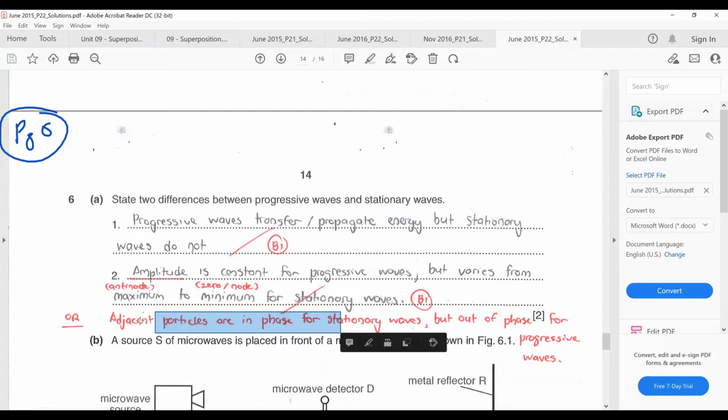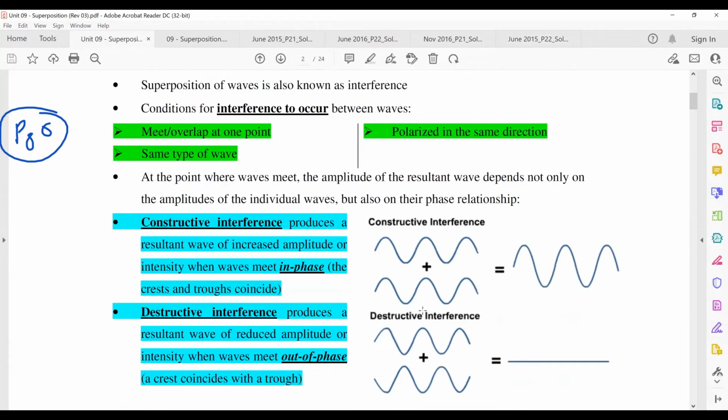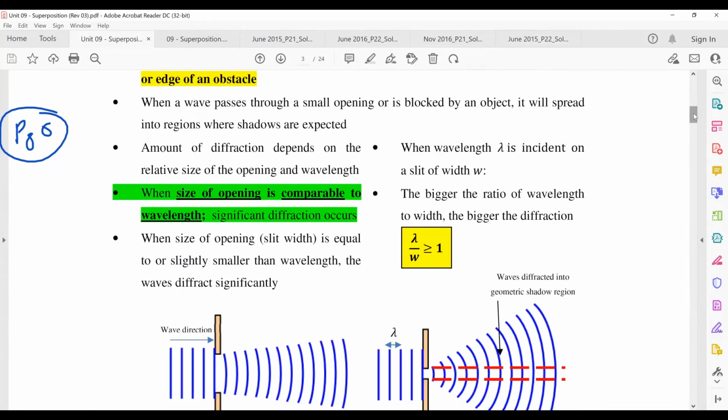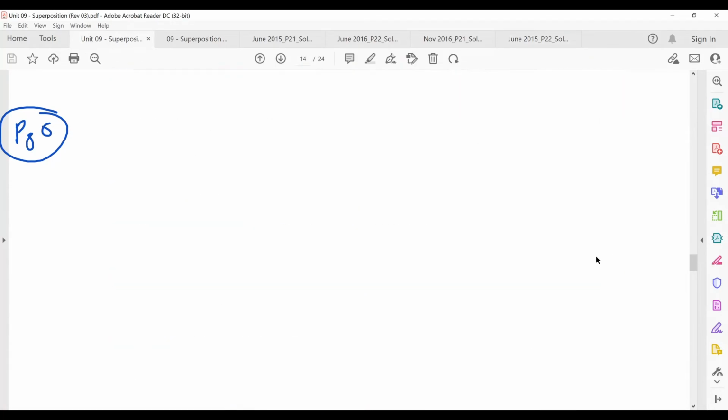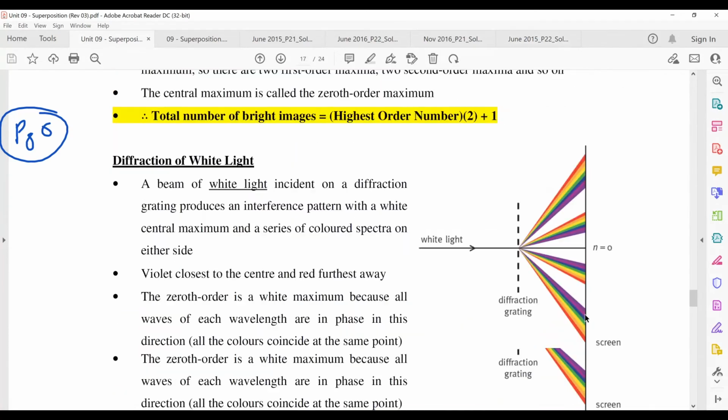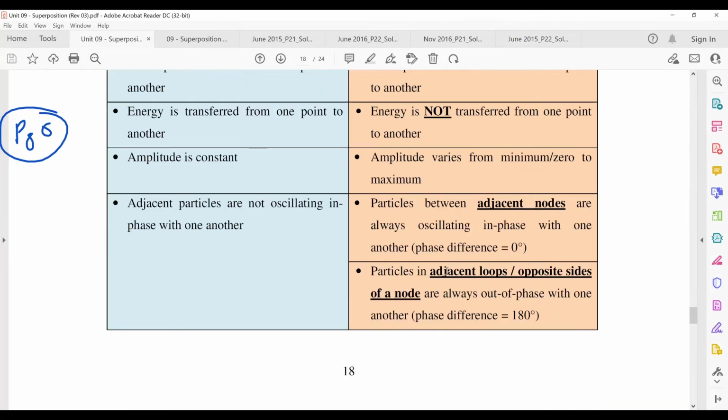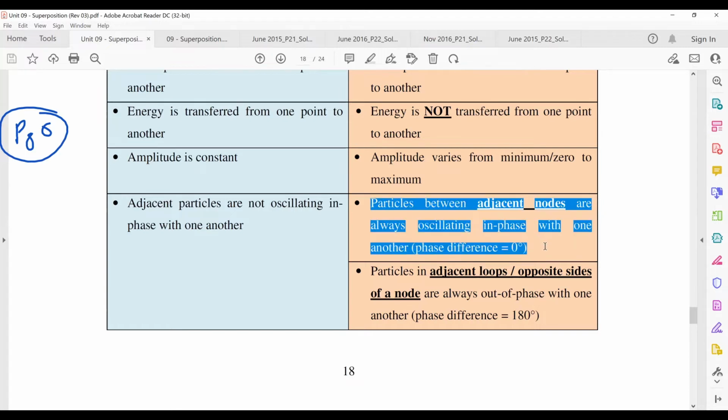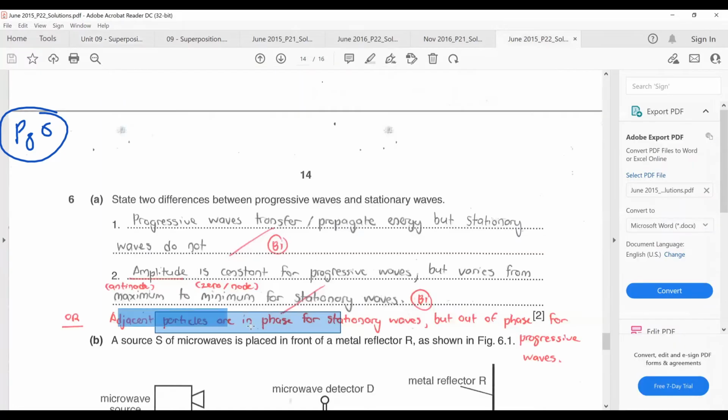This is actually the same as saying particles between adjacent nodes are in phase, right? The notes mention particles between adjacent nodes are in phase. That one is actually a better term to use. The marking scheme puts it as adjacent particles are in phase. It's actually more accurate to say particles between adjacent nodes are always in phase, rather than saying this. This is not as detailed, okay? And then for progressive waves, you will always just say that adjacent particles are out of phase, all right?